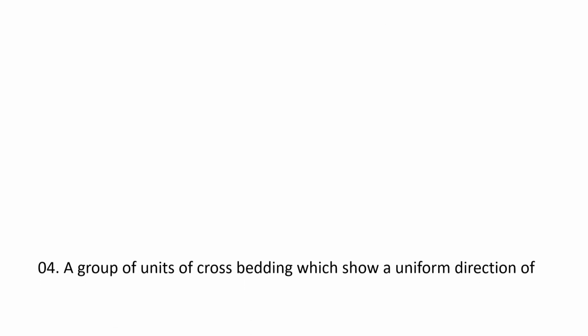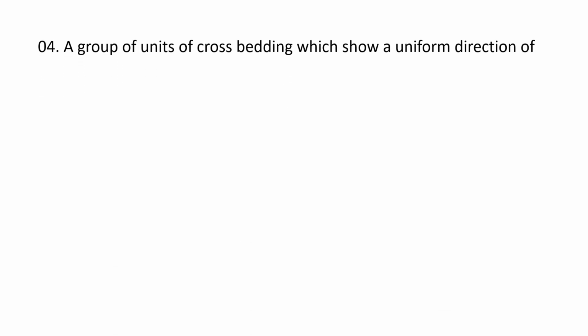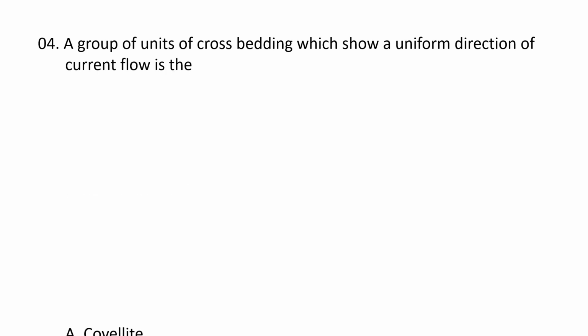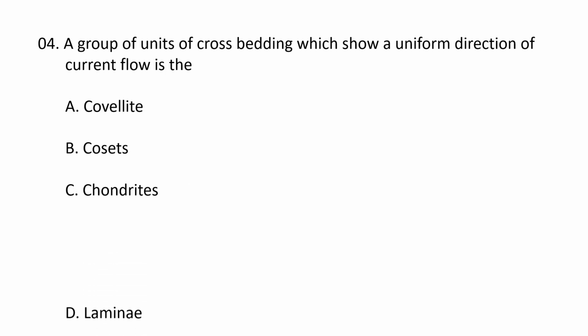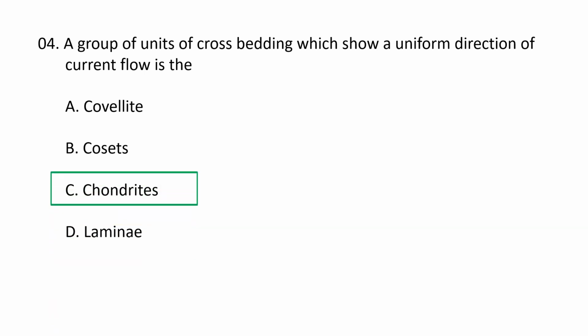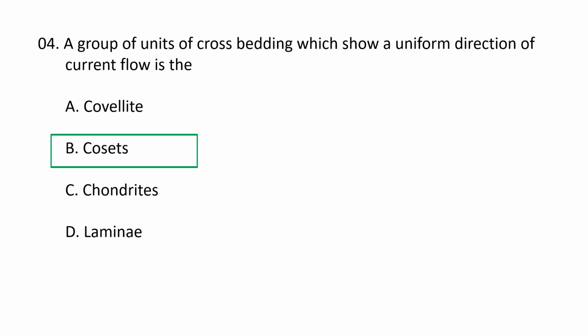Next question. A group of units of cross bedding which show a uniform direction of current flow is: A. Covellite, B. Cossets, C. Chondrites and D. Laminae. A group of units of cross bedding which show a uniform direction of current flow is known as cossets. Cross bed sets are the groups of inclined layers which are known as cross strata. So B, cossets, is the correct option. Next question.